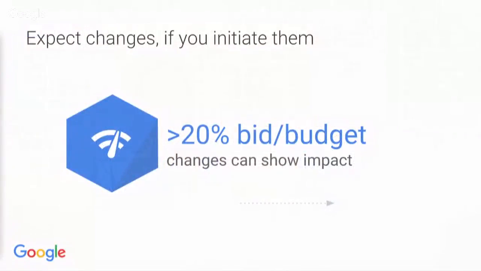Cool. Expect changes even if you initiate them. So with Universal App Campaigns, again, because we are using Conversion Optimizer and we're using these millions of user signals, it's important to remember to keep your changes no greater than 20% increments. And what that means is, if you're making any kind of big bid adjustments or budget adjustments, you want to make sure that you're doing them in smaller increments. So only increasing your bid by 20% until you hit that requirement of getting 100 conversions, and then increasing again your bid by another 20% until you hit whatever your target cost per install is.